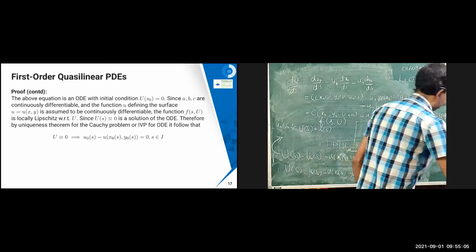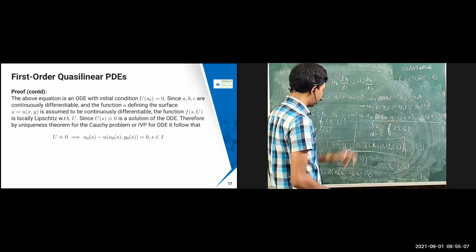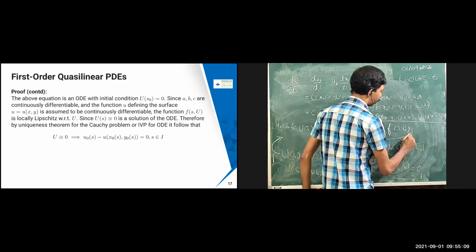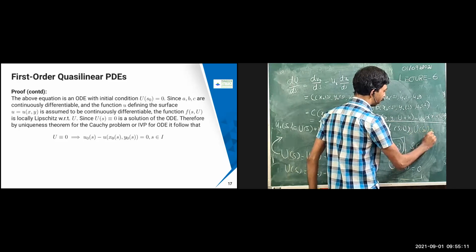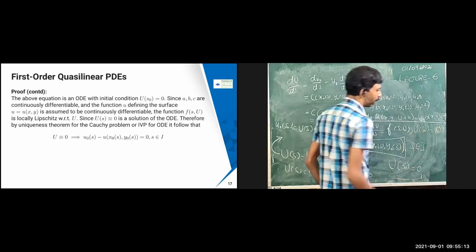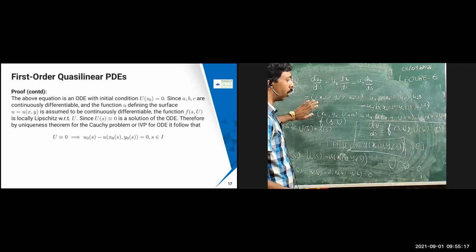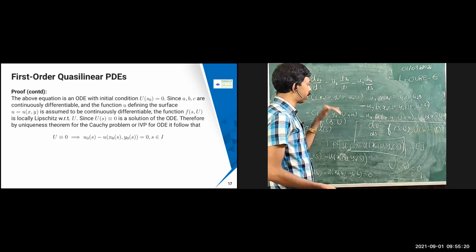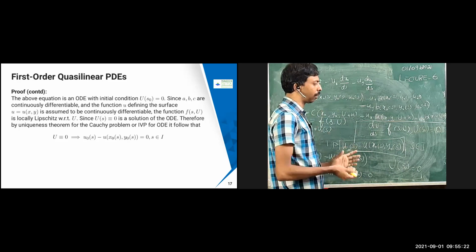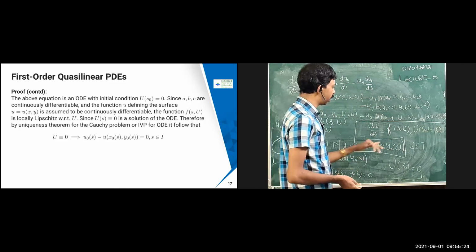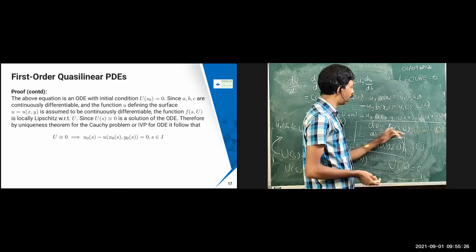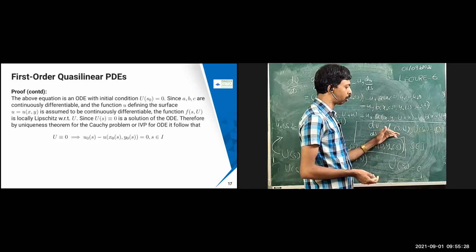Then there is a condition here: u(s_0) equal to 0. This initial condition is given. Since a, b, c are continuously differentiable, and this surface u(x,y) is continuously differentiable, suppose this f is a locally Lipschitz function with respect to u.